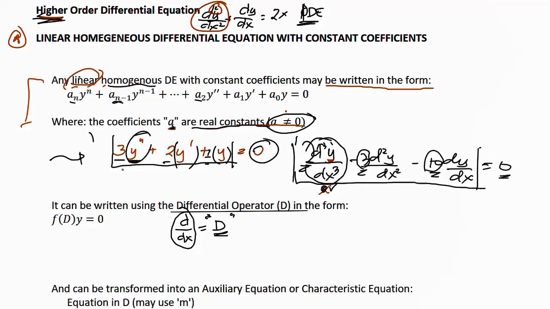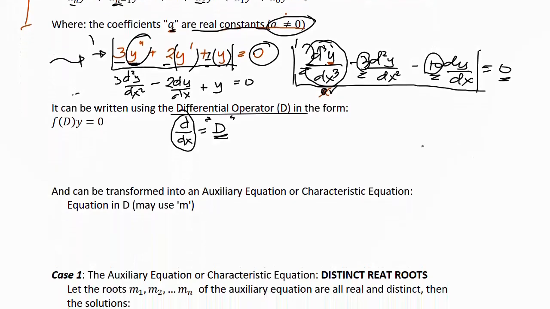Okay, so how can we do that? Say for this one, we have 3, and say our independent variable is also x, so we have 3 times the second derivative of y, minus 2 dy/dx, plus y is equal to 0. So how can we write that linear homogeneous differential equation using the differential operator D? Simply, instead of writing this form, let's use D.